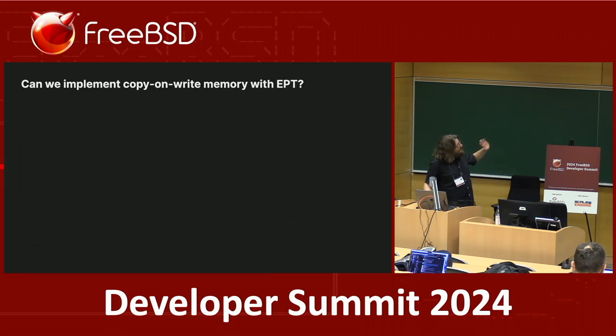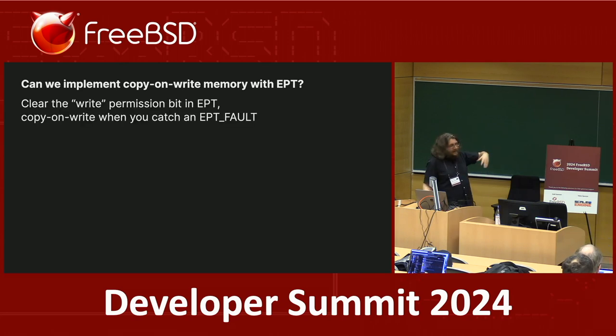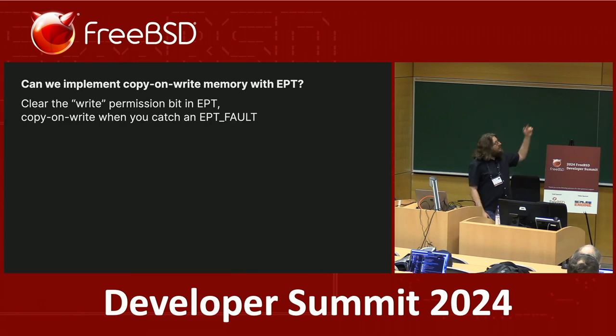So let's just say I've implemented copy-on-write memory with EPT. Can we do that? How do we use the thing I just said to do copy-on-write memory? Mark them read-only. Yeah, you mark them read-only. You just take away the write permissions on everything. And then every time someone tries to write something, you get an EPT fault saying, ha, the guest OS thinks it's about to write to this location. And then you just clone the page, you make a writable page.